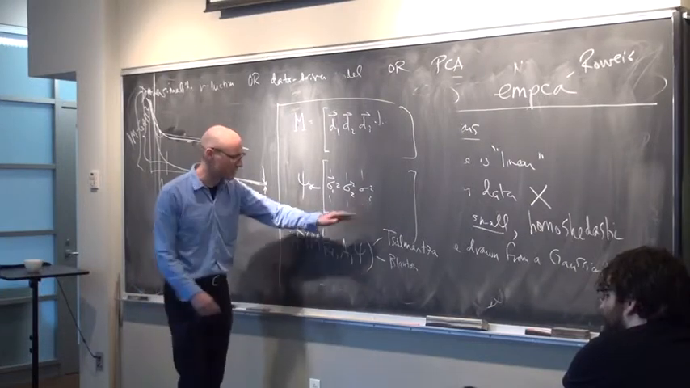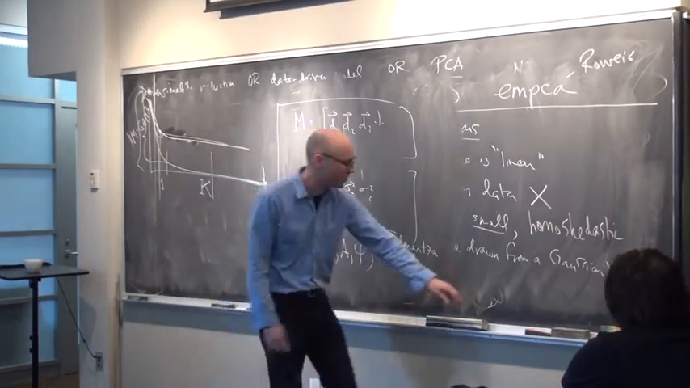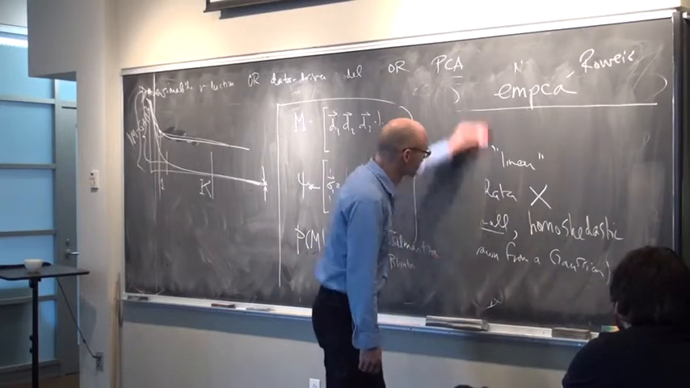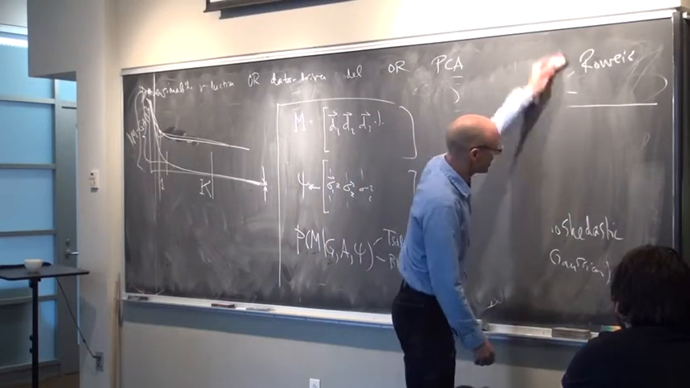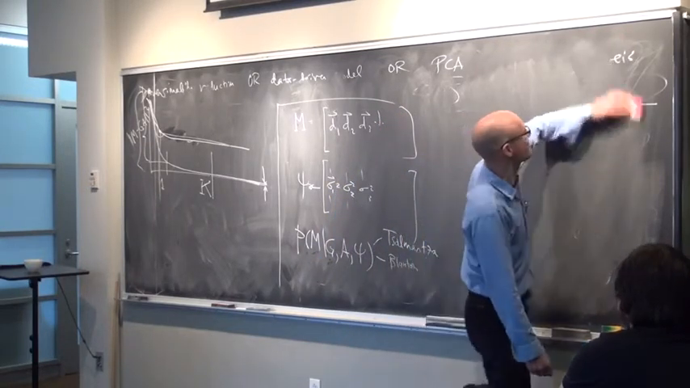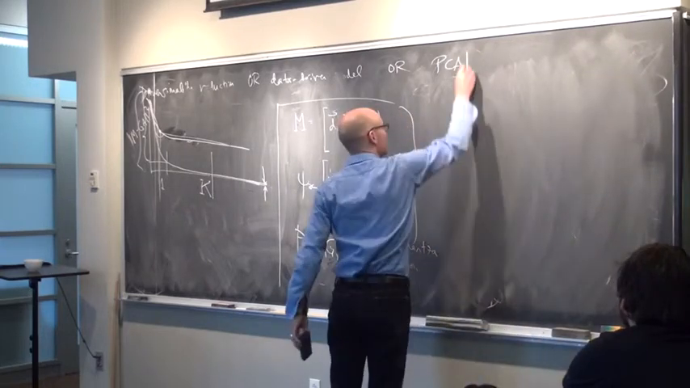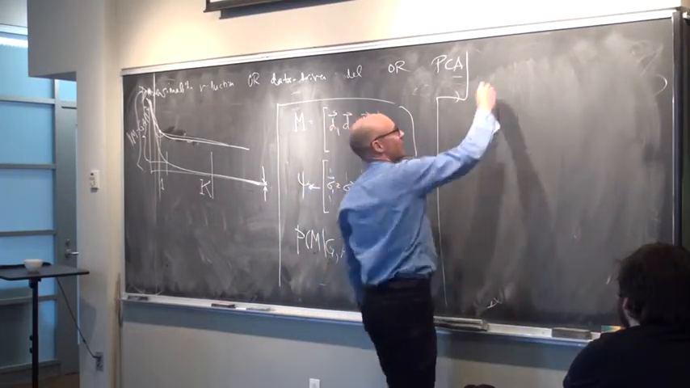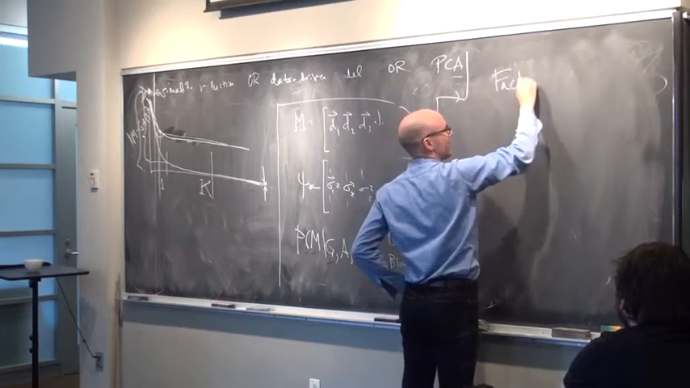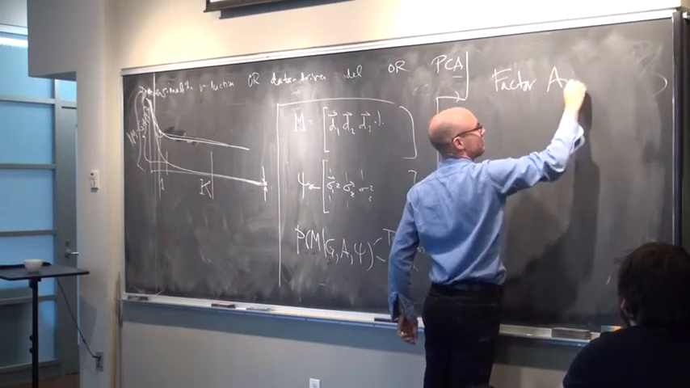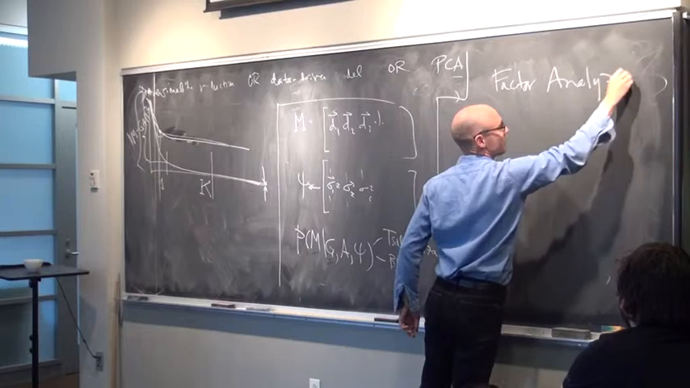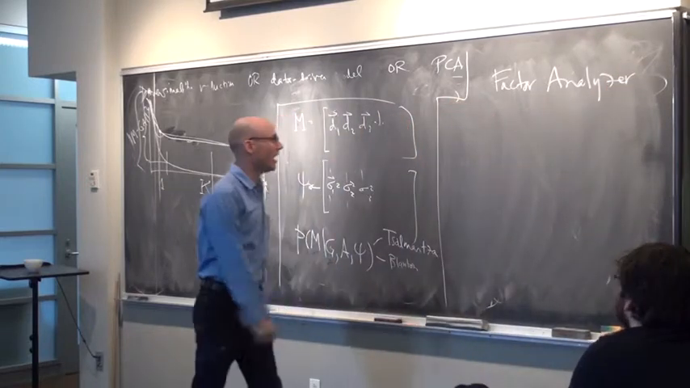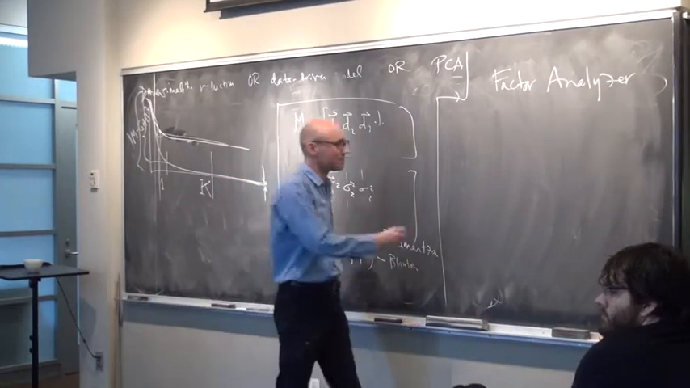And then there are various methods here. In computer science, there's the probabilistic generalization, which has never been used in astronomy, to my knowledge, and I don't know why not, and Ross Fadely, who just left the room, and I are about to change this. It's called the factor analyzer. And this will satisfy Brendan.